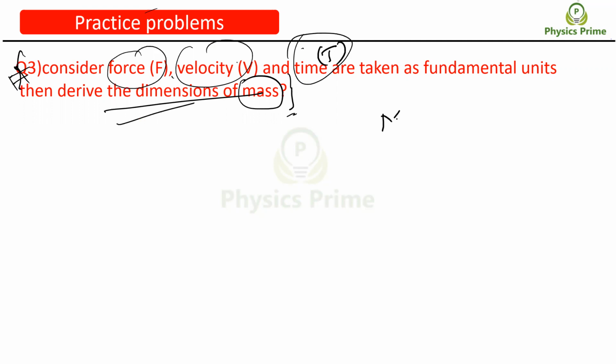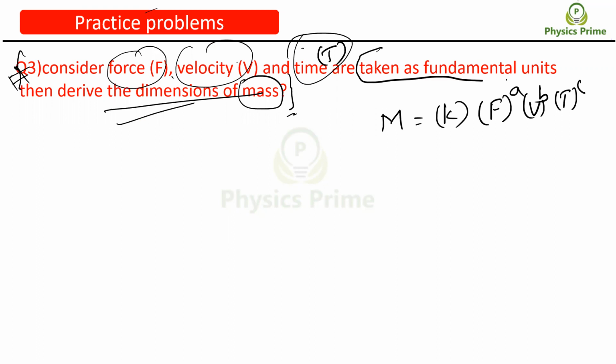That means mass is equal to some constant into F power A, velocity power B, time power C. Then you get the relation of mass. Now you understand the words "are taken as fundamental quantities" mean anything can be taken as fundamental quantities. You know mass is a fundamental quantity for the SI system, but in any other system, anything can be a fundamental quantity.